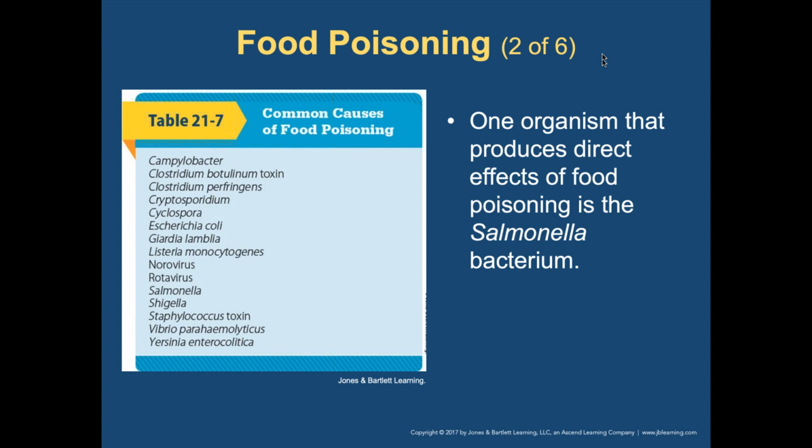All right, Mary. So, food poisoning. Food poisoning is almost always caused by eating food contaminated by bacteria. There are two main types. The organism itself may cause the disease, or an organism may produce a toxin that causes disease.